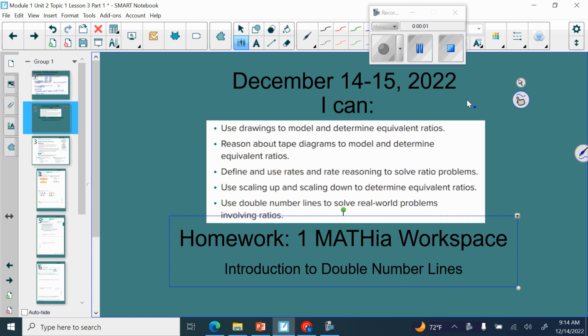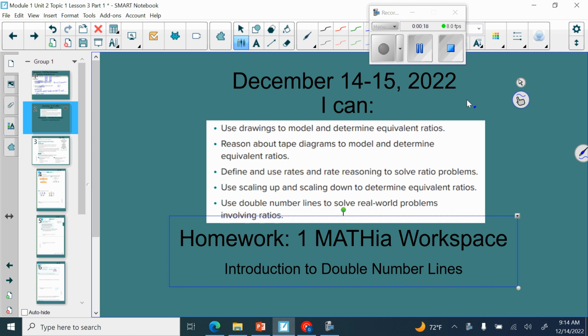Okay guys, today what we're going to do is use drawings to model and determine equivalent ratios. We're also going to do some tape diagrams to model and determine equivalent ratios. So that's our two big focuses for today. In our next lesson we'll get into the rest of what we've got here.